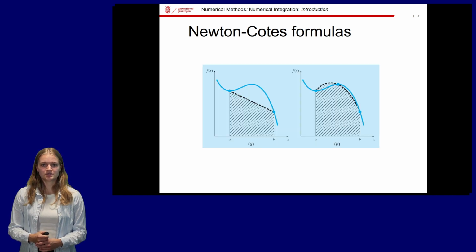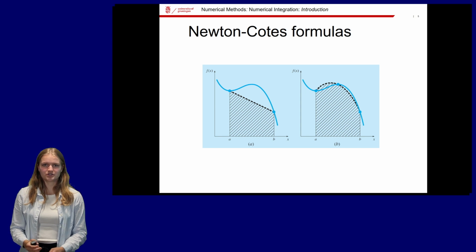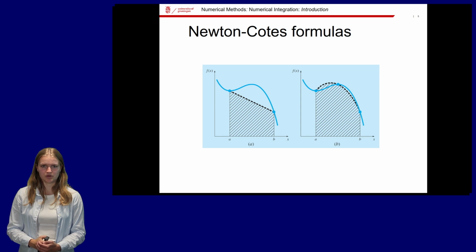In these figures, the Newton-Cotes formulas are depicted, a graphical interpretation of it. So you have this function f of x plotted in blue. In the first figure, figure A, you have two data points, and you construct this interpolating polynomial through the two data points, such as we did in the interpolation videos.